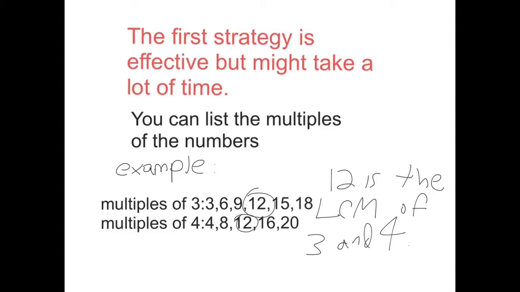The first strategy is effective, but might take a little bit more time than the other strategies. You can list the multiples of the numbers. For example, I listed the multiples of 3 and 4. Then I tried to find any common multiples in both lists. Then I found 12. 12 is the least number, so that means 12 is the least common multiple of 3 and 4.